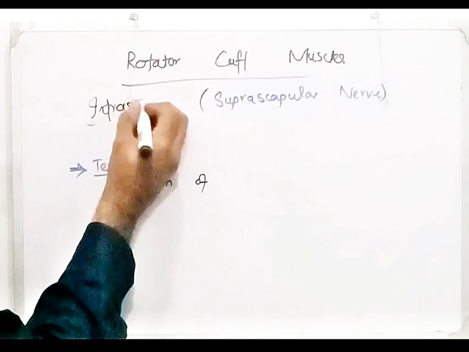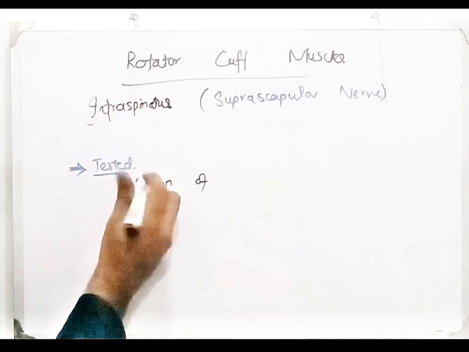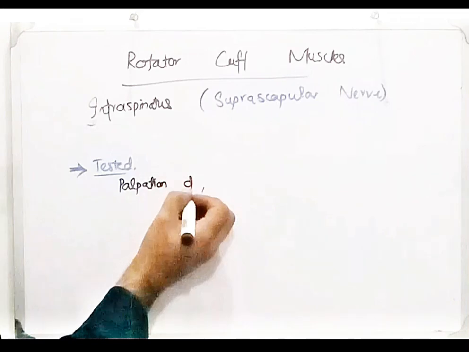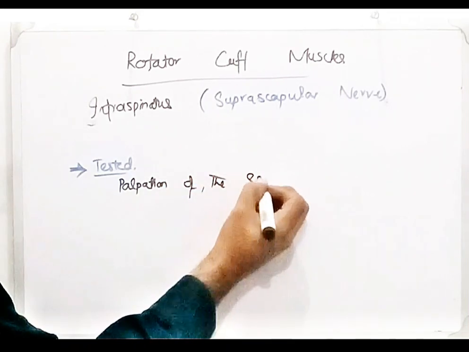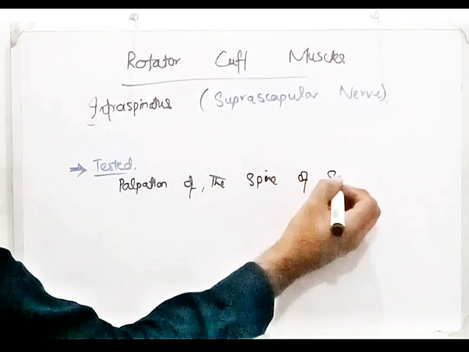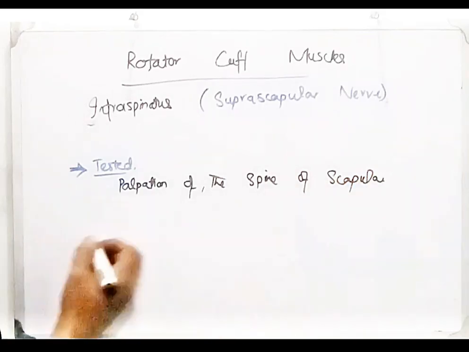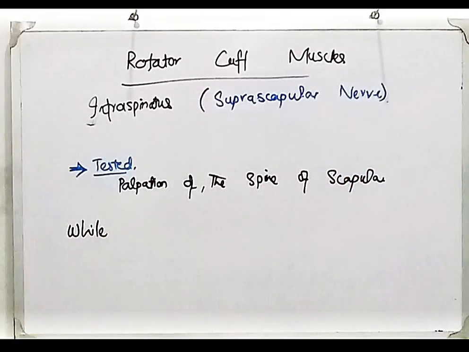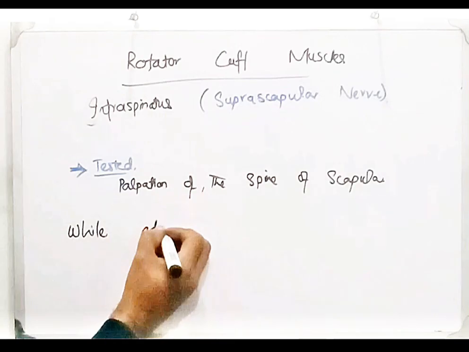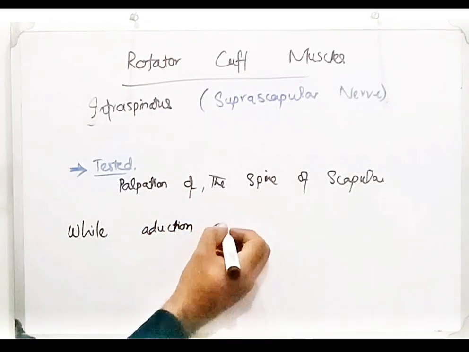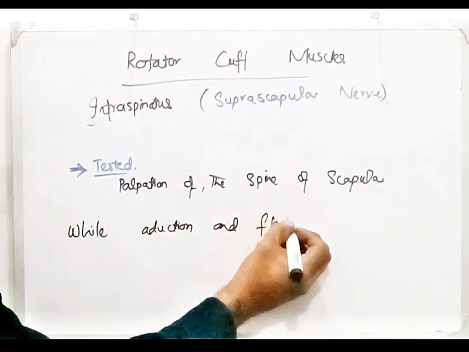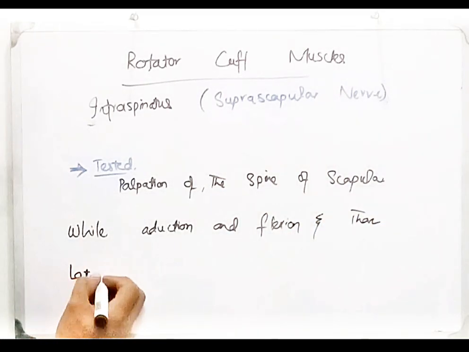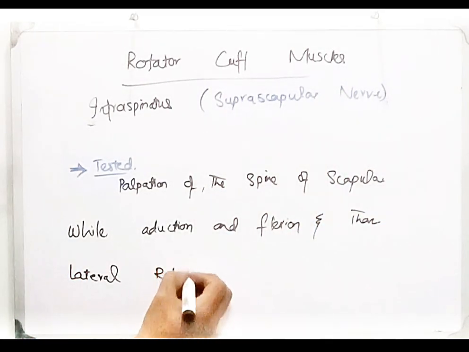Now, talking about the infraspinatus muscle. It is again supplied by the suprascapular nerve and is tested by palpation of the spine of the scapula, but the movements are changed. We would now flex and adduct the elbow joint and then perform lateral rotation of the arm. First adduction and flexion, and then lateral rotation of the arm.